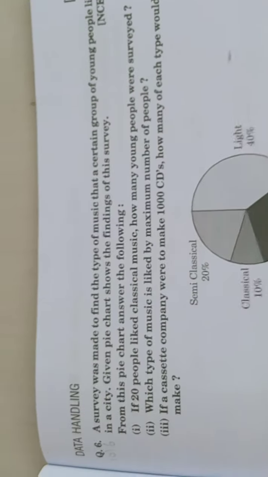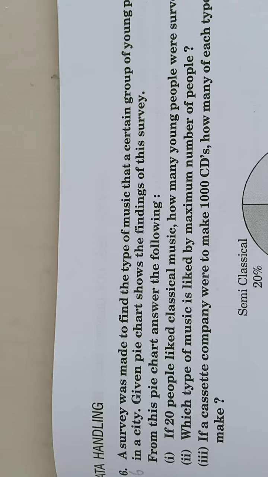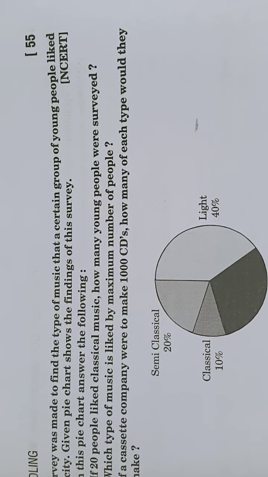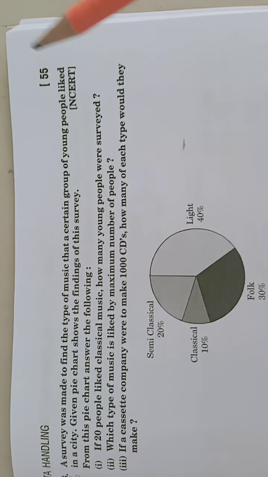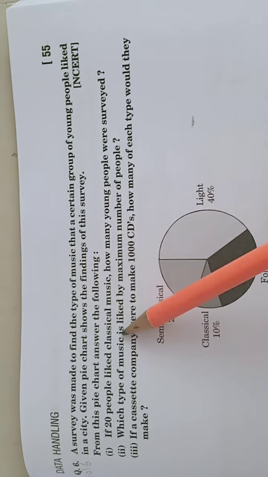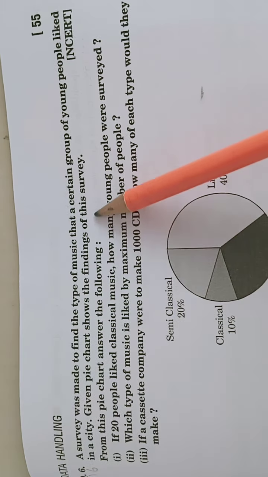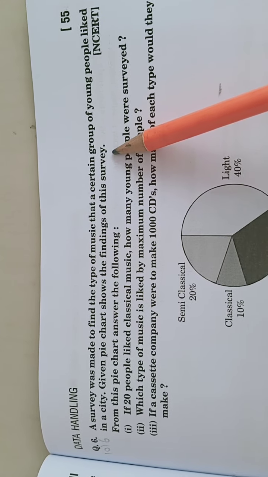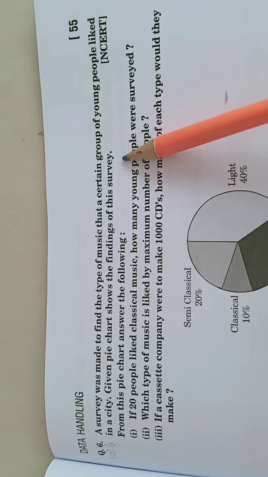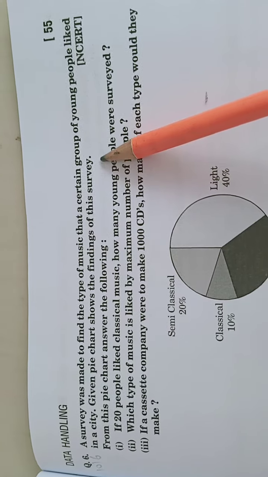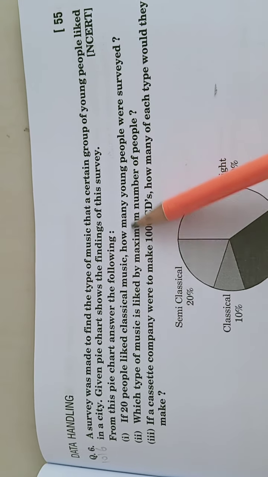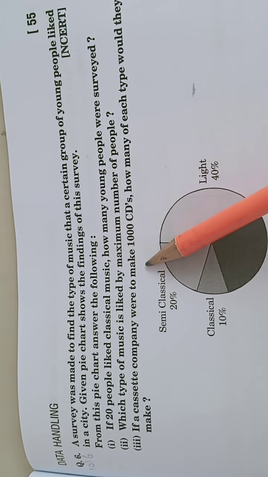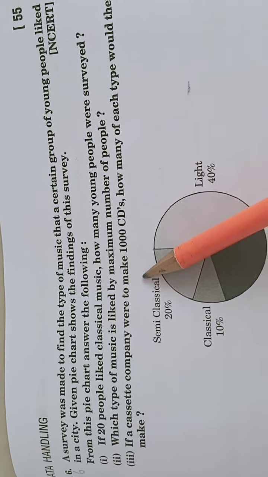See the next question, question number 6. A survey was made to find the type of music that a certain group of young people like in a city. People like music, but they like different types of music. The given pie chart shows the findings of this survey. You can take a survey of people in your area, ask them which type of music they like, and collect that data. And in parallel, make the same questions and try to give the answers.